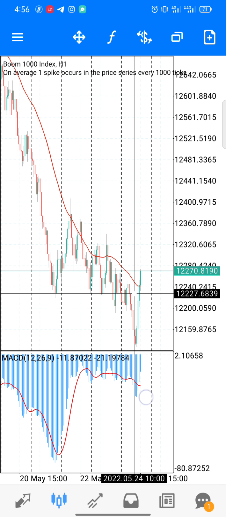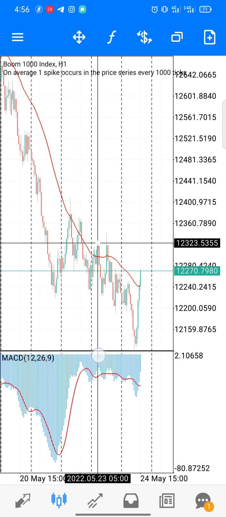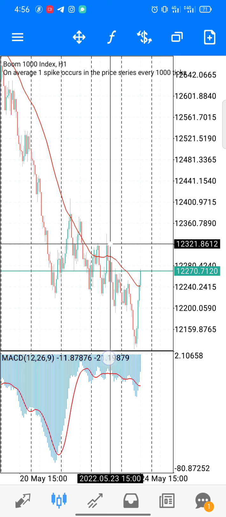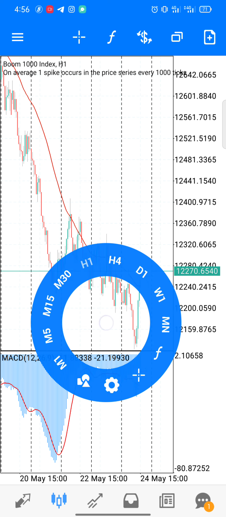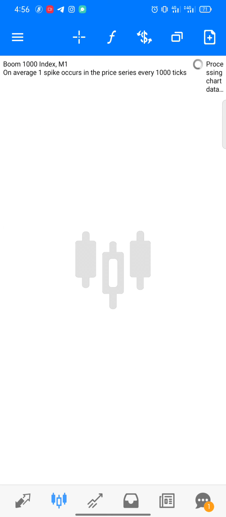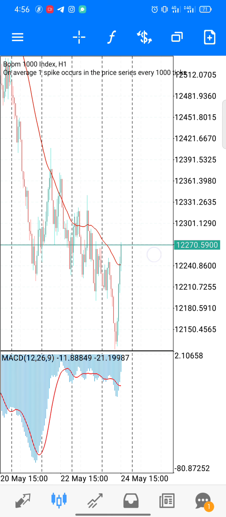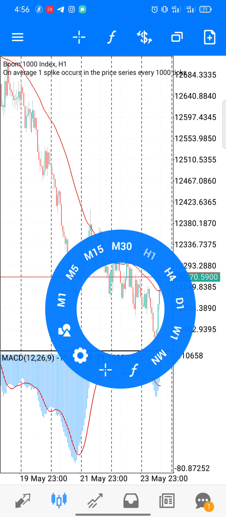So what I'll be doing on this trade is going short from this level, from this point right here. Let me quickly put a line at that point. Okay, we're using the 1 hour time frame.